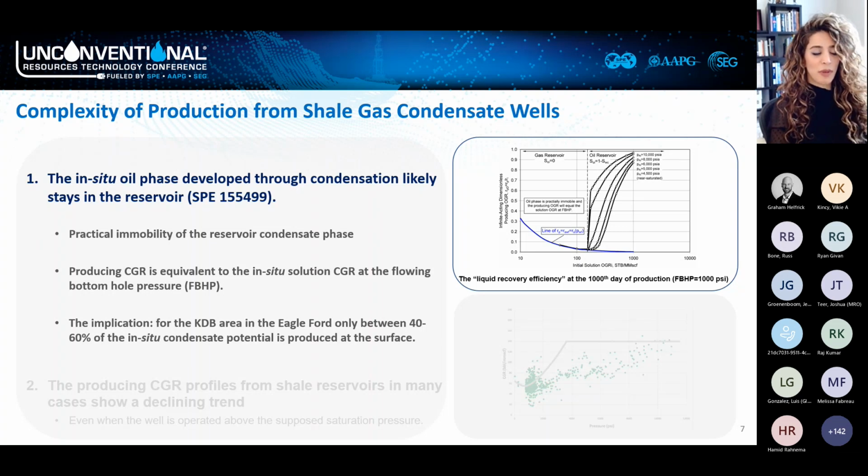Basically, what I learned from this paper is the practical immobility of the reservoir condensate phase. Once we drop it in the reservoir, it's going to stay there, and we are not going to have a second chance to produce it later, very likely. So we better get it right in the first place. The second main learning for me was that the producing CGR, producing condensate gas ratio at the surface, is equivalent to the in situ solution CGR at flowing bottom hole pressure.